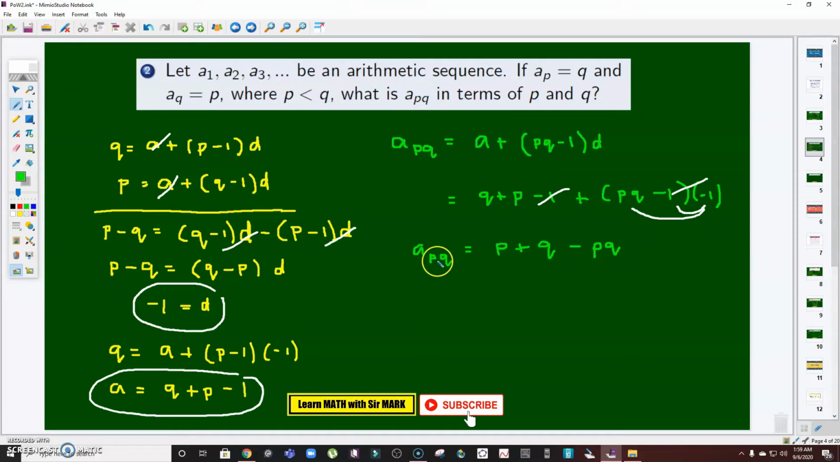So I hope you got the solution on this item, number 2. Clear? Okay.